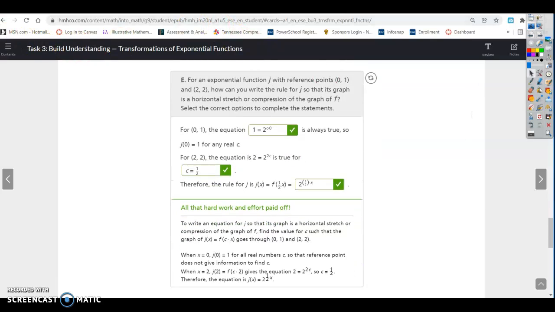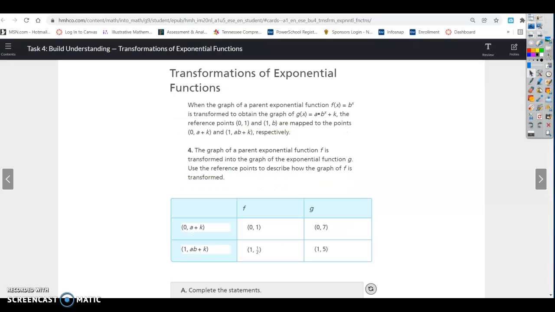If you have any questions, please let me know. Lesson 12.1, task 4. When the graph of a parent exponential function f of x equals b to the x is transformed to obtain the graph of g of x equals a times b raised to the x power plus k, the reference points (0, 1) and (1, b) are mapped to the points (0, a plus k) and (1, ab plus k), respectively. So your reference points from the parent function (0, 1) are going to go to (0, a plus k), and (1, b) is going to go to (1, ab plus k), okay?